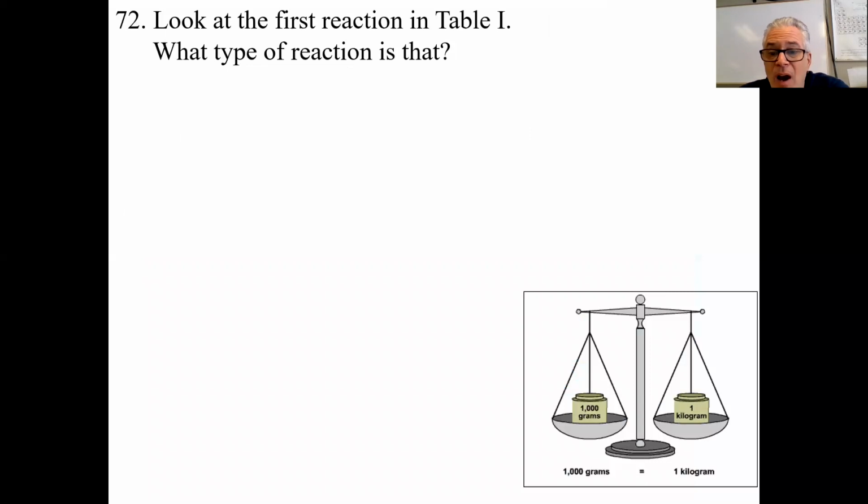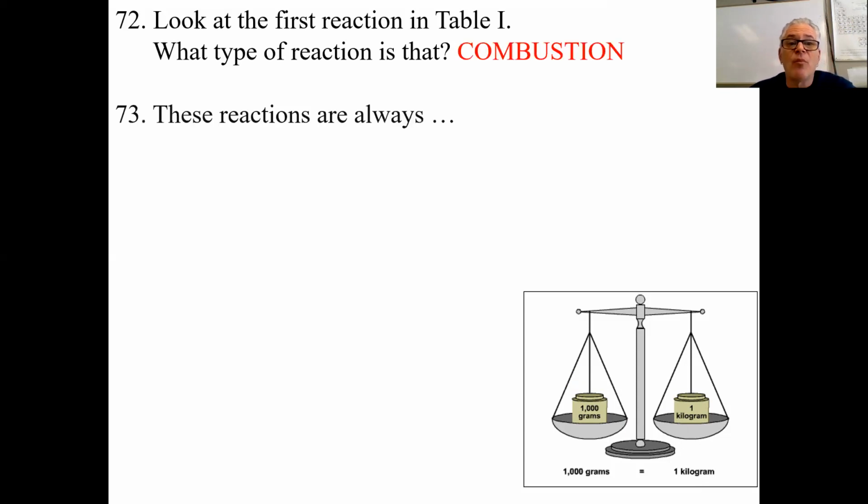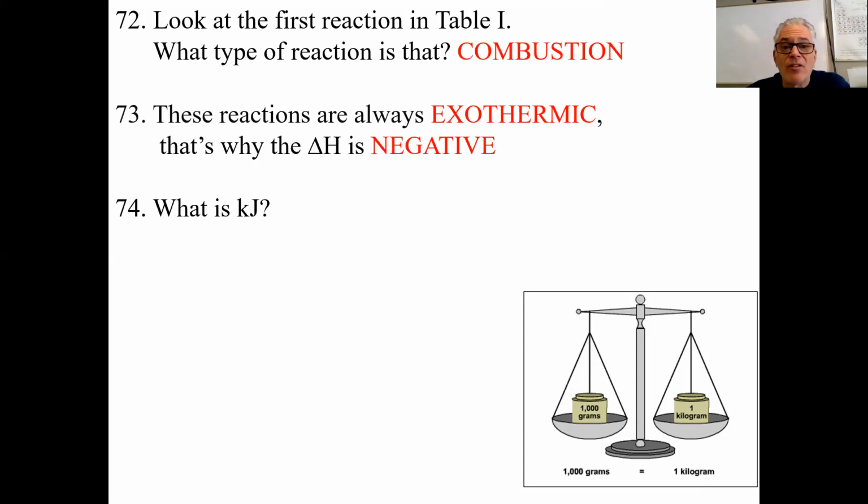Now, this is the last problem we're going to do. We need to look at the first reaction right at the top of the table. And you're pretty familiar with this. This is combustion. It's when methane and oxygen combust into carbon dioxide and water, and they give off a lot of heat. How much heat? We're going to figure that out right now. So these reactions are always exothermic. That's why the delta H is negative.